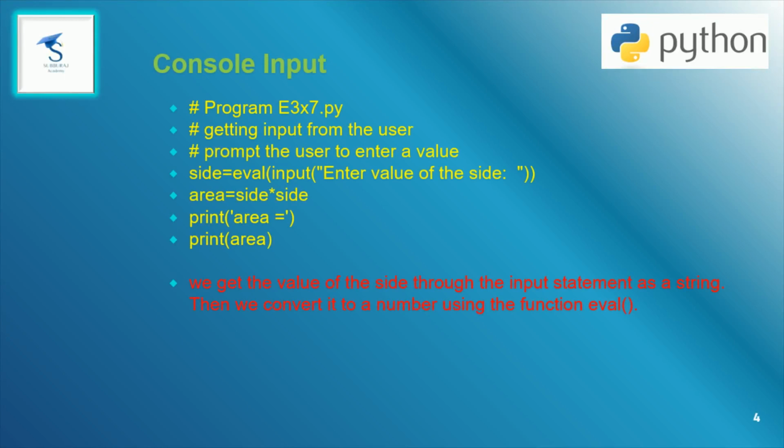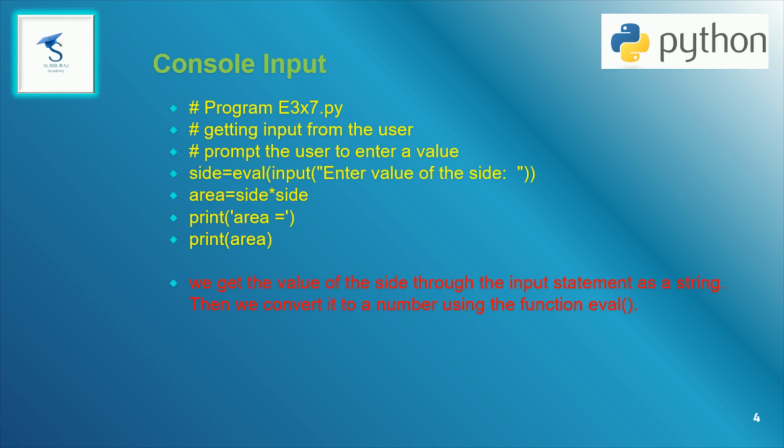The user entered value will be received as a string. But we need a numeric value. The built-in function eval is used to evaluate the numeric value of the string. Thus, we use functions input and eval to receive user input. Look at the fourth statement. The value entered is converted to a number and assigned to the variable side.